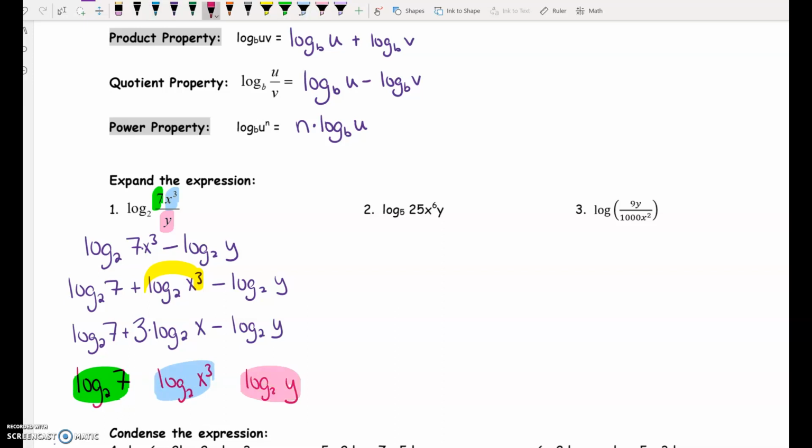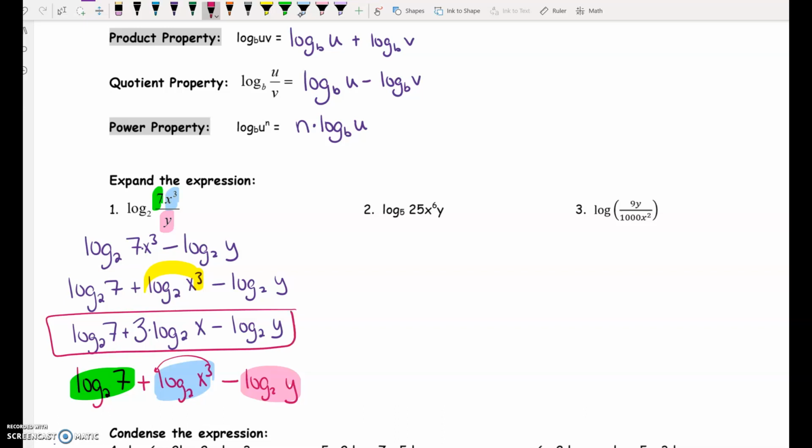Okay, so 7 and the x to the third were on the top. Those were multiplication, so there's going to be plus in between them. And this log base 2 of 7 is also addition because it was on the top, but you don't need to start with plus, you just assume that the first one is positive. Okay, the y was on the bottom, so that log needs to be negative. And then the only thing that you have to do is move this 3 in front, and that would give you this answer. So that's the shortcut way to do this.